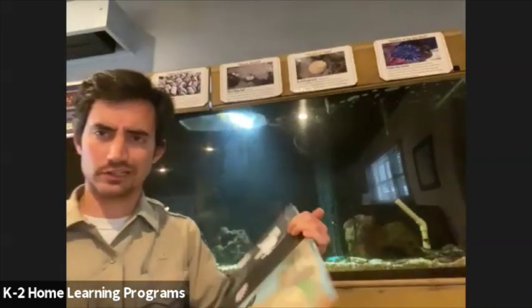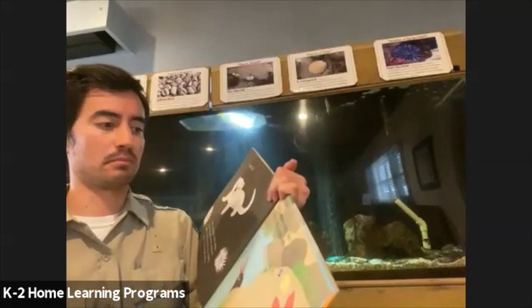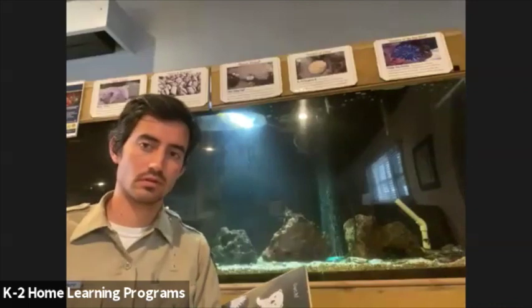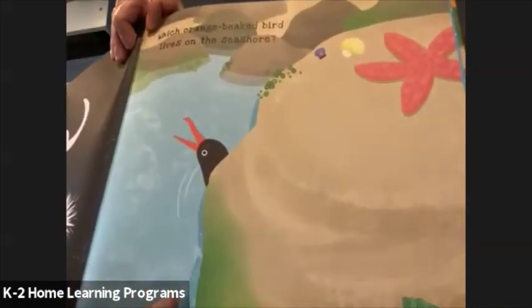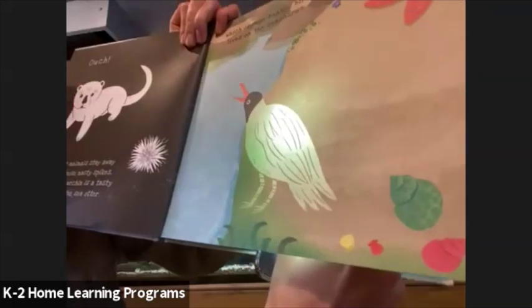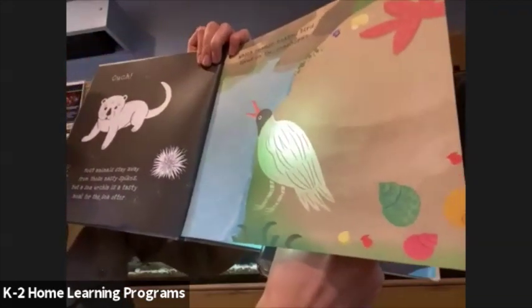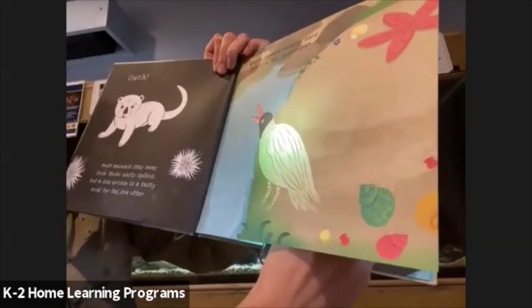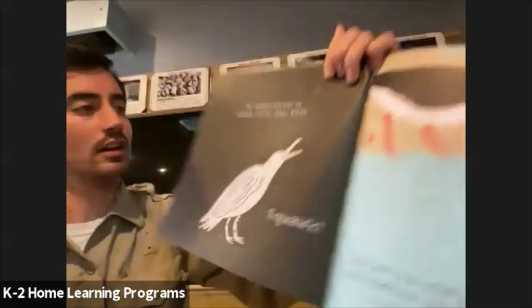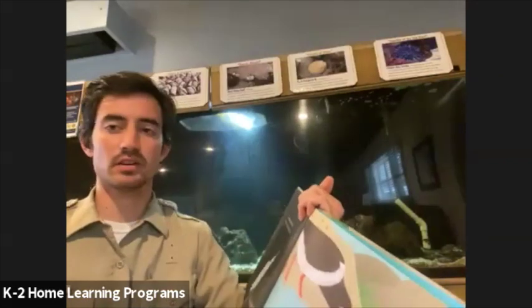All right, moving on. We got some flying creatures. Which orange-beaked bird lives on the seashore? What do you think that is? Let's get a closer look, shall we? Oh, well, this bird does have a body. Do you know what it is now? This guy we call an oyster catcher. An oyster catcher is calling out to other birds. Squawk!